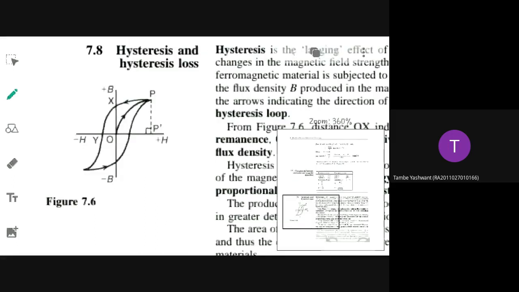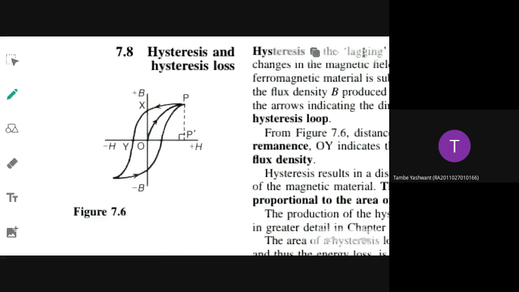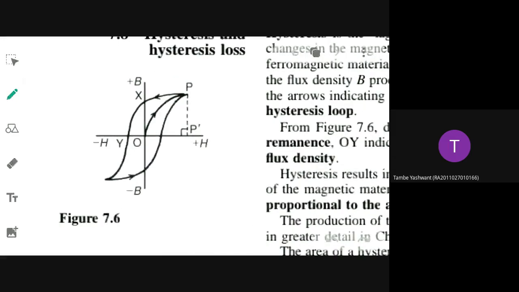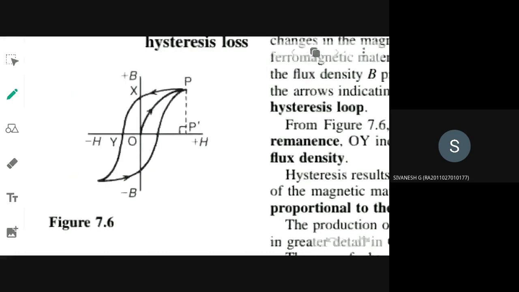I think you must have studied this hysteresis curve in your lower classes. So what do you know about the hysteresis curve? This is also drawn between what parameters? B and H. So this nature, that is the original BH curve, the magnetization curve. But it will be taking an offbeat shape like hysteresis. That's why it is called a hysteresis curve.